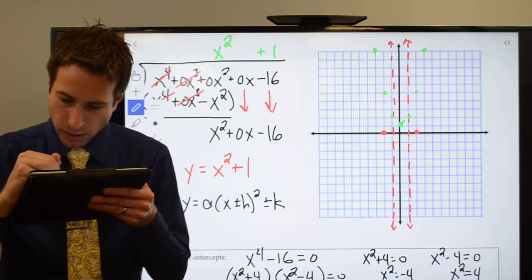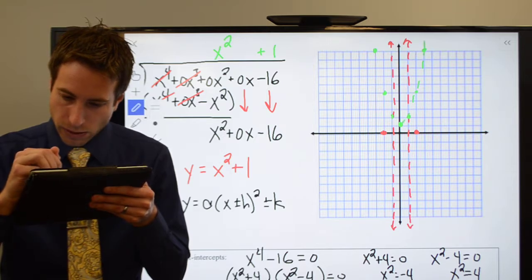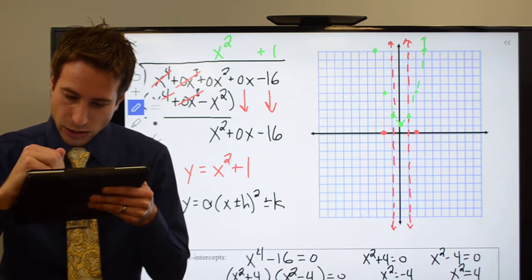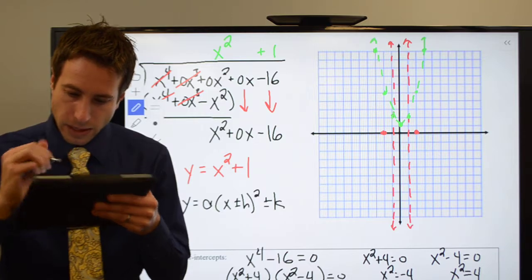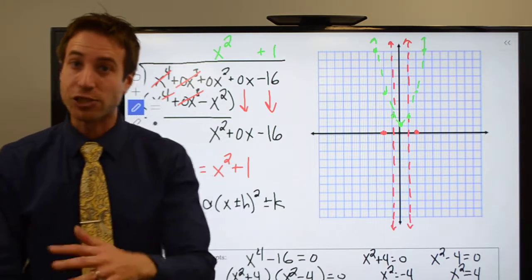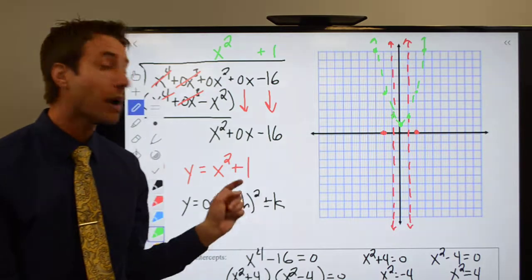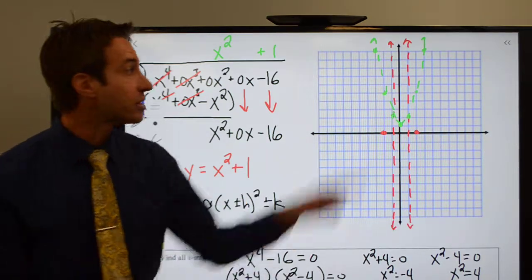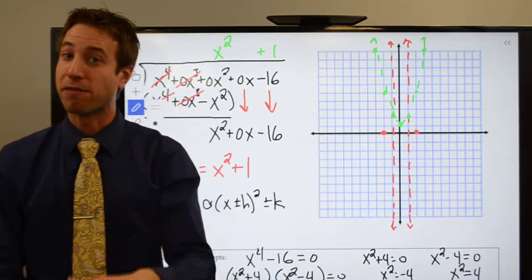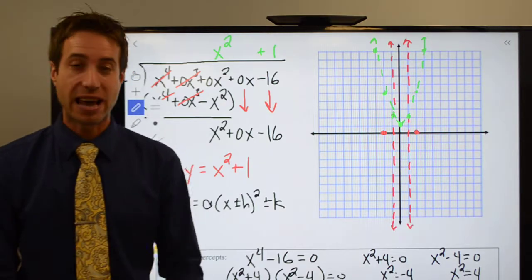All right, so it's going to run right through there. Again, I'm making it a dotted line because while it doesn't look like the other slanted asymptotes we found, it still represents an asymptote, represents a curve that my function will approach but never touch.